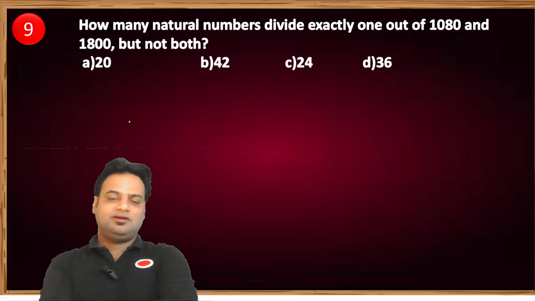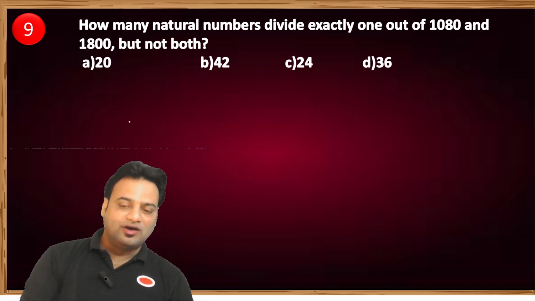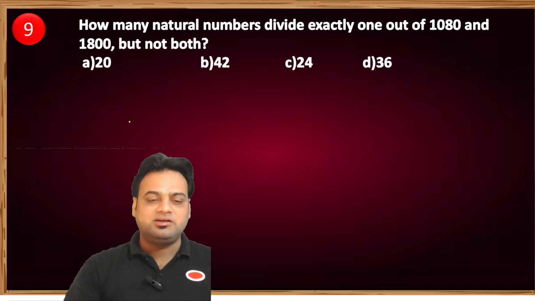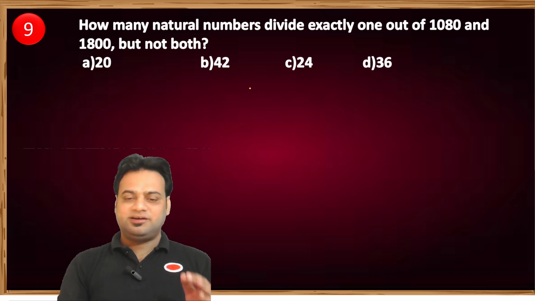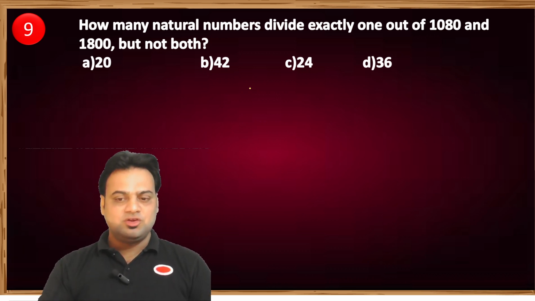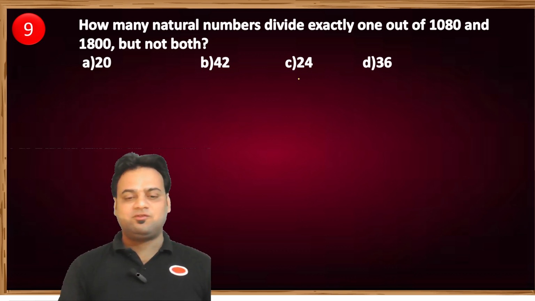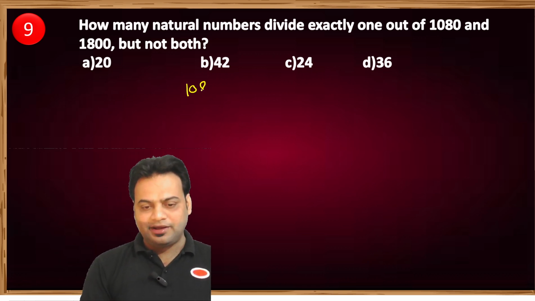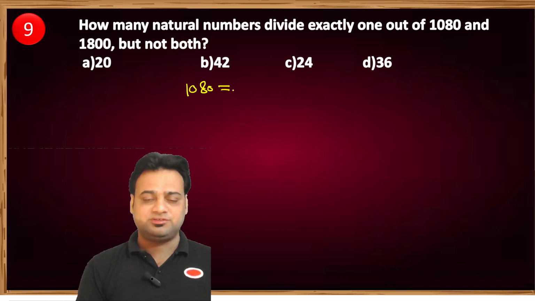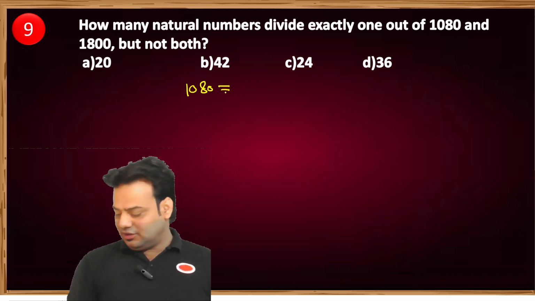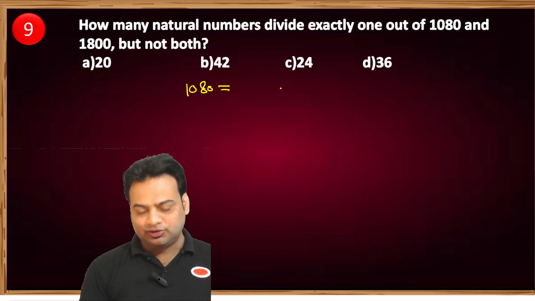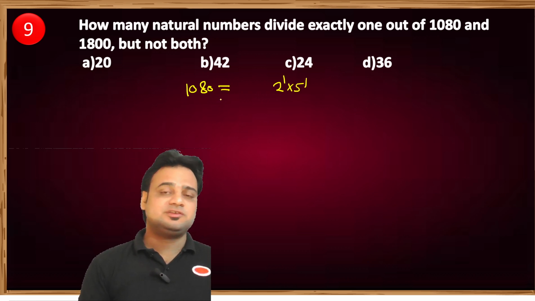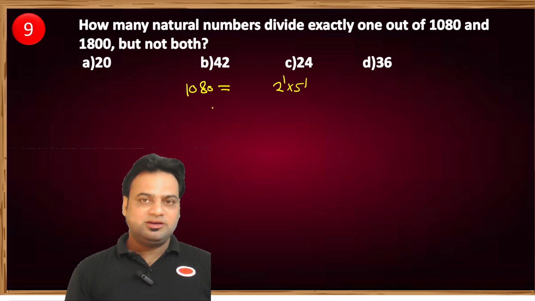How many natural numbers divide exactly one of 1080 and 1800 but not both? So here the question is based on the number of factors, the number of divisors. Firstly, calculate the number of factors of 1080. Firstly, break 1080 into its prime factors with powers. So 1080 is 10 times 108; 10 is 2 times 5, and 108 is 12 times 9.